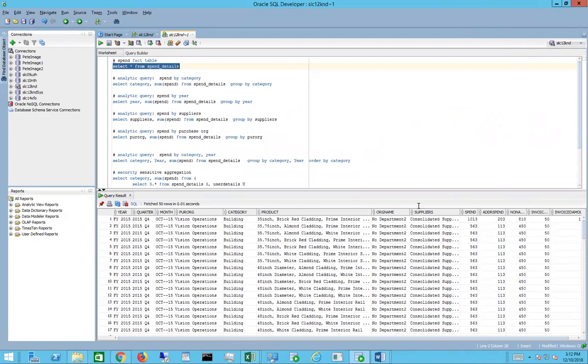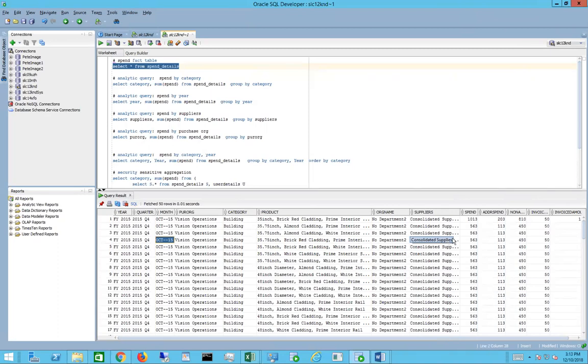What I'm showing here is a denormalized table. It shows the spend by year, quarter, month, purchase org and organization name, product and category, suppliers, and so on. So there are different business concepts like calendar, purchase org, product, and suppliers, and then different types of metrics like spend, addressable spend, and so on.